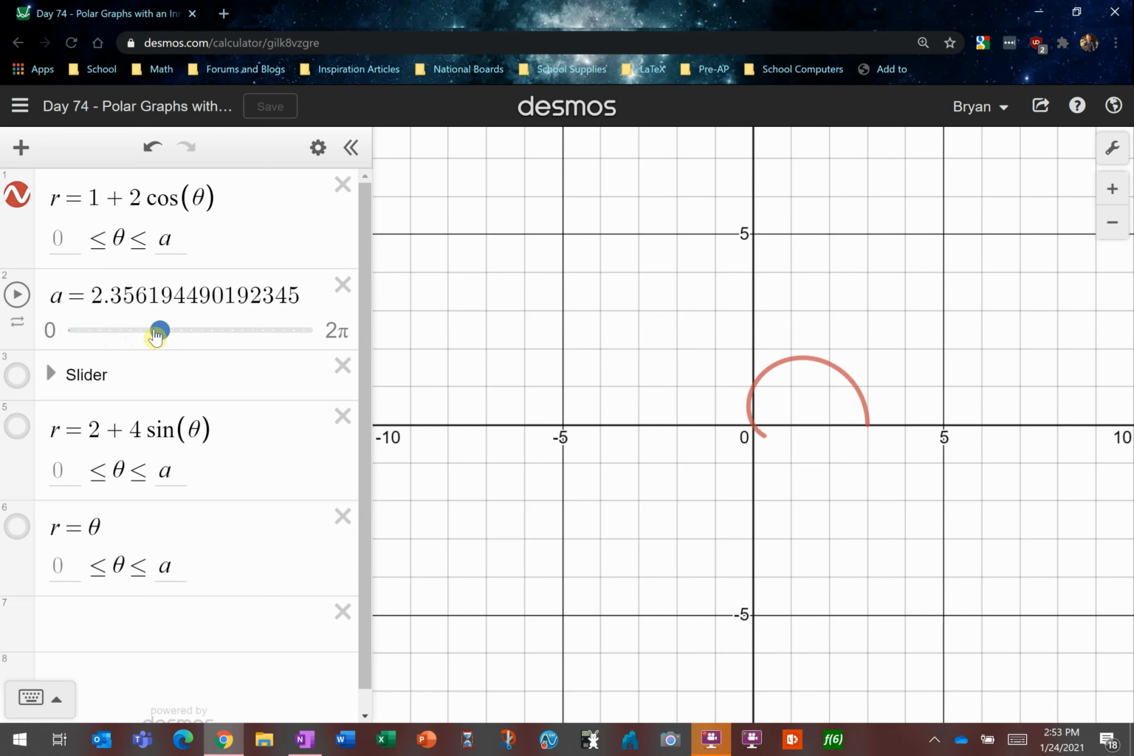And then between 2 pi over 3 and 4 pi over 3, we create this cute little circle here, this inner loop. And then from 4 pi over 3 to 2 pi, we finish this off. If I were to keep going, if I'd go to 4 pi, it would just retrace the graph over and over again. So it completes one full rotation from 0 to 2 pi.